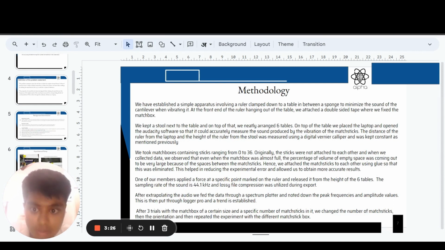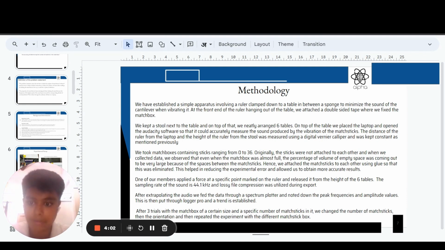So this is the methodology. I used a simple apparatus involving a ruler clamped down to a table with a sponge in between to minimize the sound of the cantilever when vibrating. On the front end of the ruler, hanging out of the table, I attached double-sided tape in order to fix the matchbox. Then I kept a stool next to the table, and on top of that, I neatly arranged around six tables. On top of the table, I placed a laptop and opened the Audacity software so that it can measure the sound as accurately as possible due to the vibration of the matchsticks.